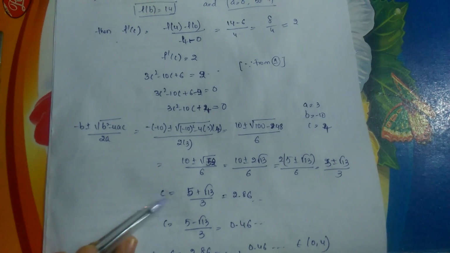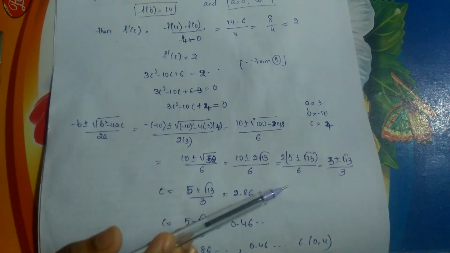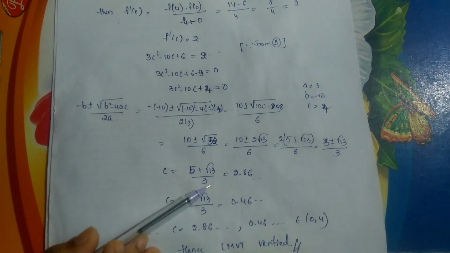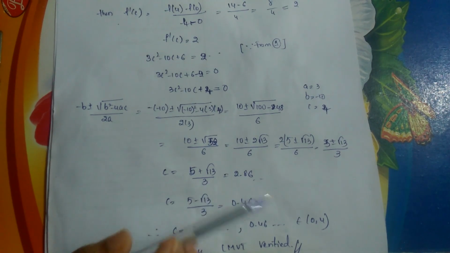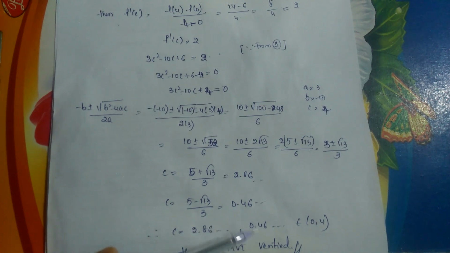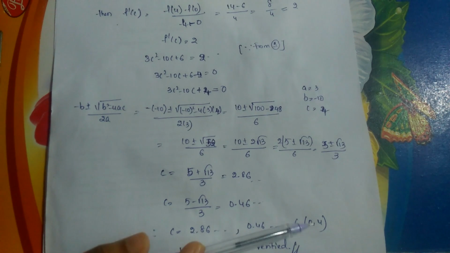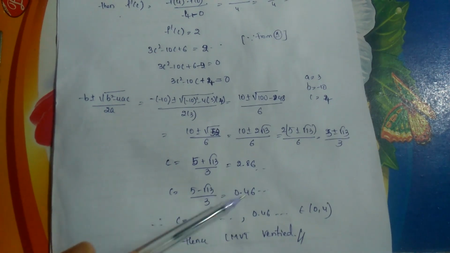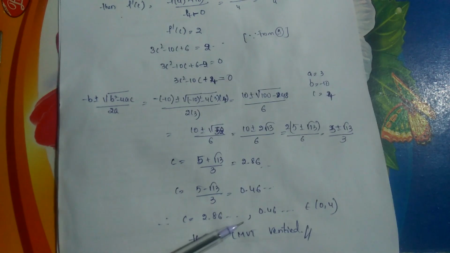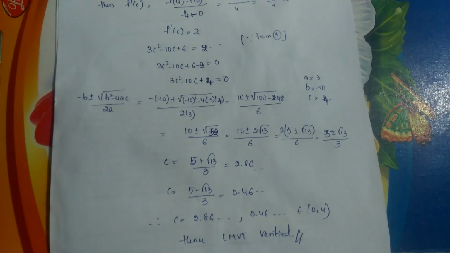So for c, we have two values. One is 5 plus root 13 by 3, and the other is 5 minus root 13 by 3. So c equals 5 plus root 13 by 3, value 2.86, and 5 minus root 13 by 3, value 0.46. Both are positive values, and the interval is 0 to 4. Therefore these two points lie between 0 and 4. Therefore c equals 2.86, 0.46 belongs to the interval 0 to 4. Hence LMVT is verified.